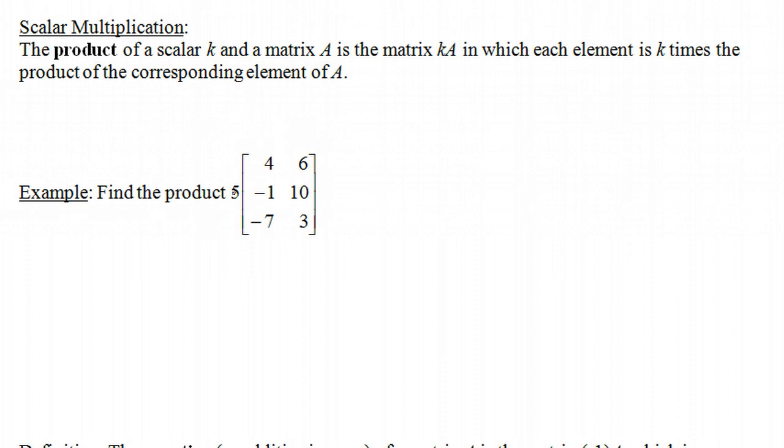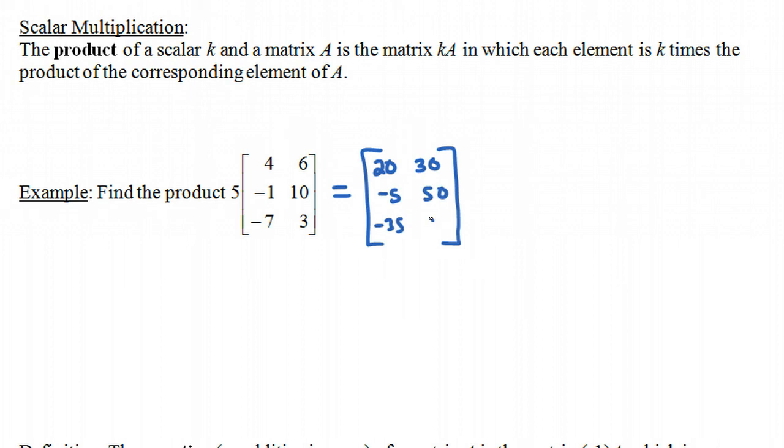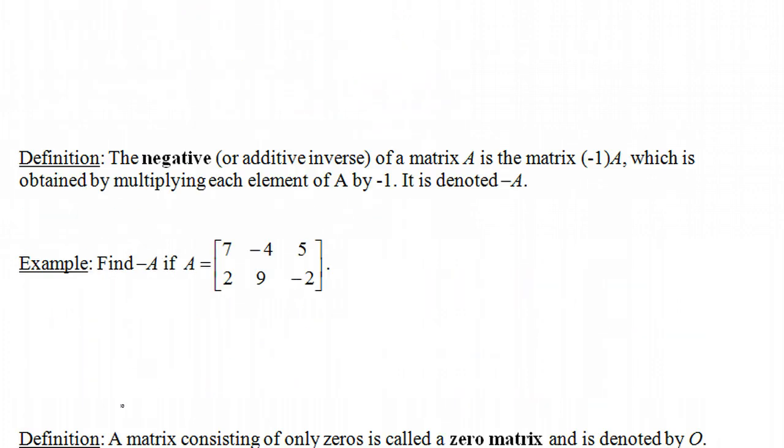Find the product of 5 times this matrix. So this is a scalar multiplication. All we do is we multiply each entry in that matrix by 5. 5 times 4 is 20, 5 times 6 is 30, and so on. We get -5, 50, -35, and 15. This is the product of 5 times this matrix. This is a scalar multiplication that we did, and it's actually really pretty simple. It's not a difficult process.